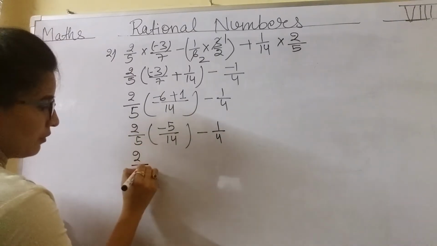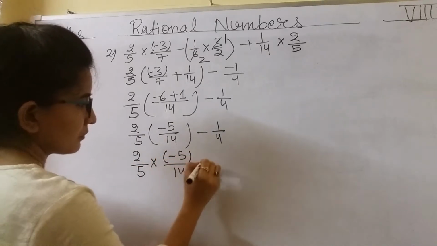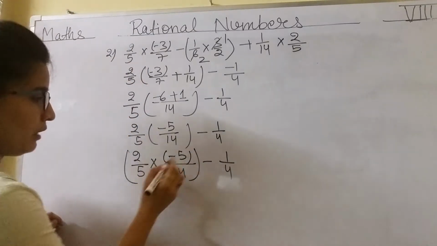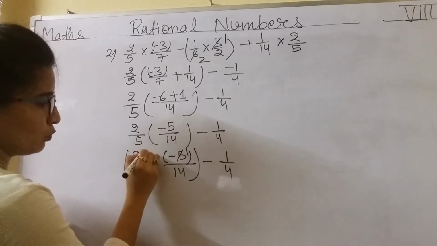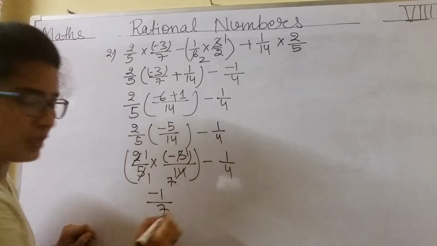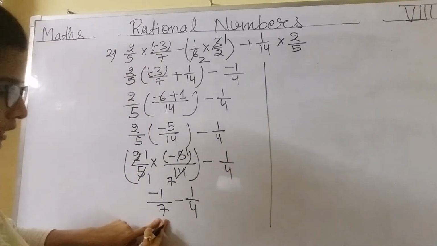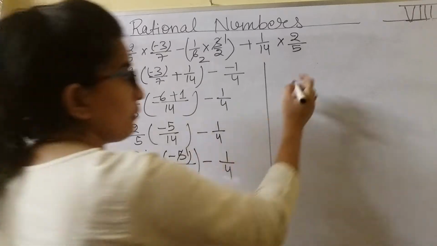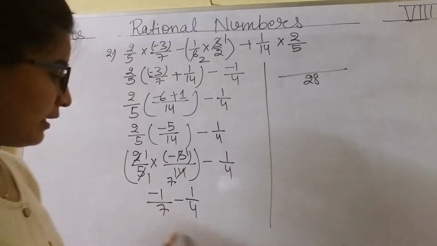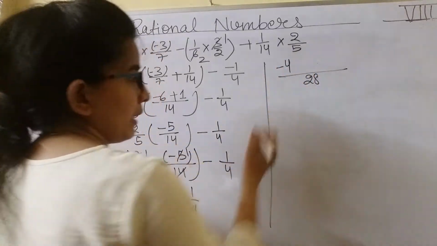So this will be multiplied by minus 5 upon 14. We will put this in the bracket, and this will be 5 ones are 5, 5 ones are 5, 2 ones are 2, 2 sevens are 14. This will be minus 1 upon 7 and minus 1 upon 4. Now I have to take the LCM of these two numbers, that will be 28, and 28 divided by 7 we will get 4, and 4 will be multiplied with this 1, that is minus 4.